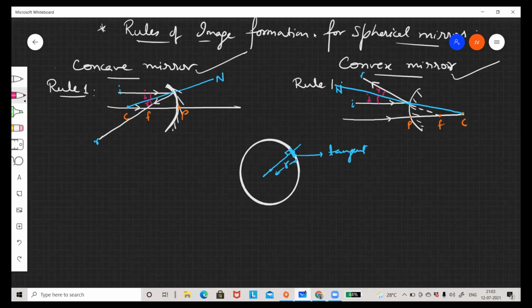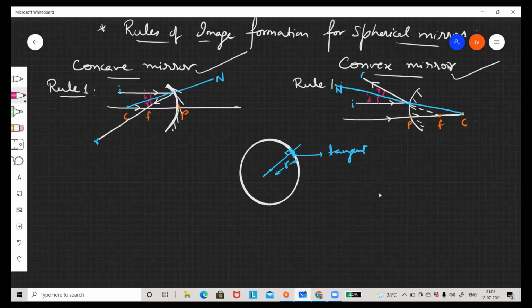Okay, so this is rule 1. Rule 1 is if a ray of light is incident parallel to the principal axis, after reflection it passes through F or appears to have diverged from F. Okay, that was rule 1. Let's go to rule 2. I hope you can remember this first rule.